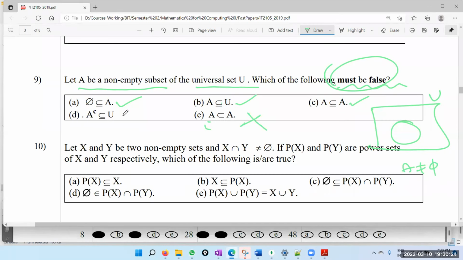Okay. What about this? A complement is a subset of U, and they say A is a subset of U, right? Now, what is meant by A complement? A complement means not belonging to A and belonging to U, right? So it must be a subset of U. What we need is false. So therefore, I will go for E only. And again, if you don't understand, you have to ask, okay?